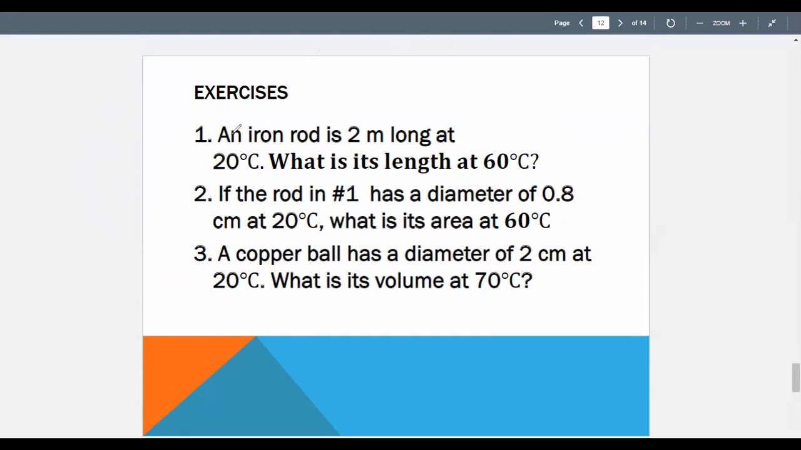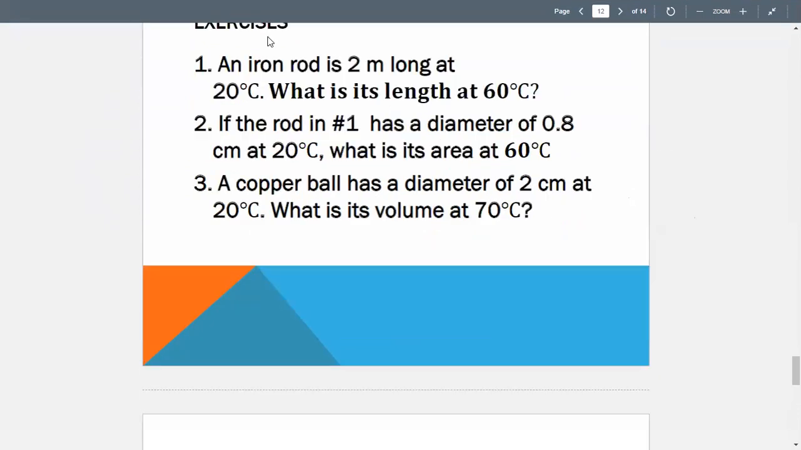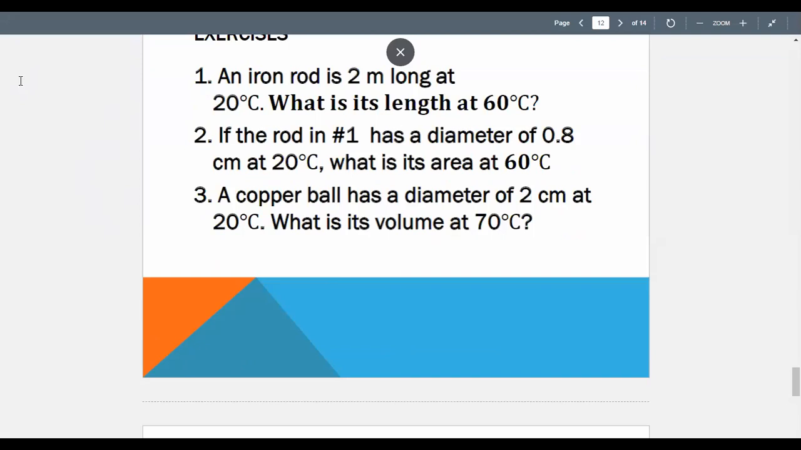Now if we take up example 1 here, let me move this up. So for number 1, we have the given values. Our given is an original length, we call it L sub O, original length, and our original length for this one, L sub O, is 2 meters long.